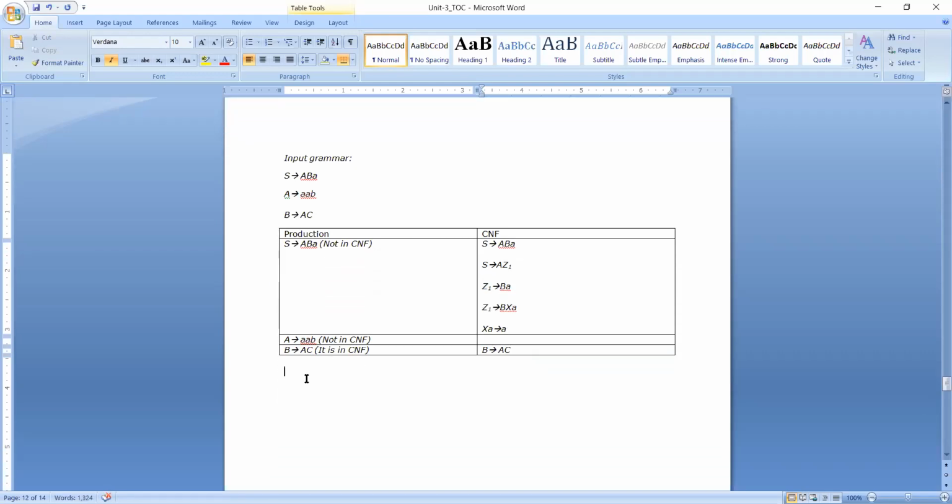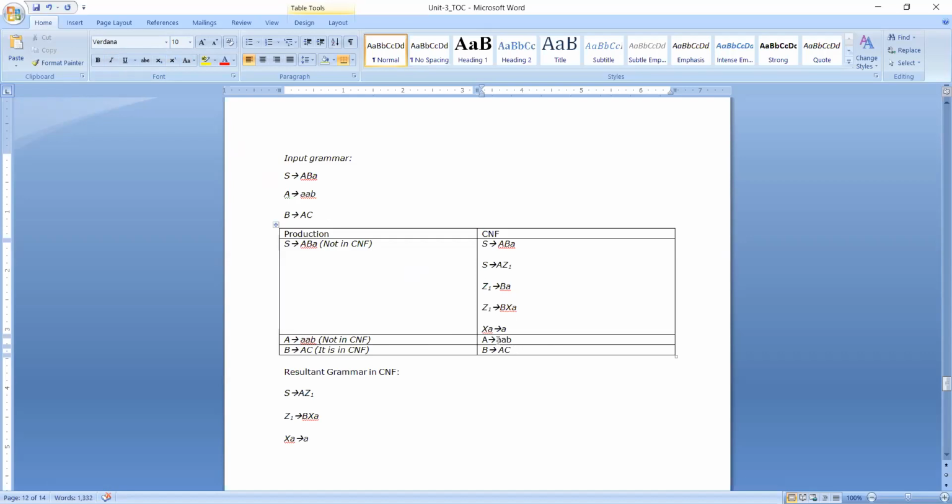Now when we look into our resultant grammar in CNF, first we will get S derives to small a capital Z1. This is our first production. Then we will get the Z1 production and the XA production. Let me write Z1 and XA. And then we need to have the next production: capital A derives to small a b.